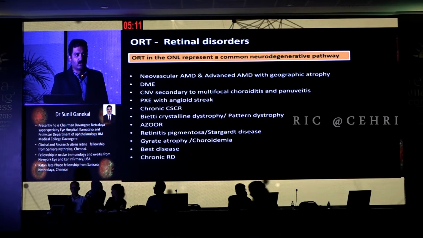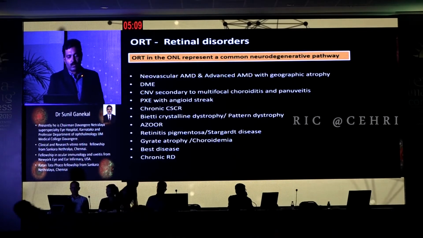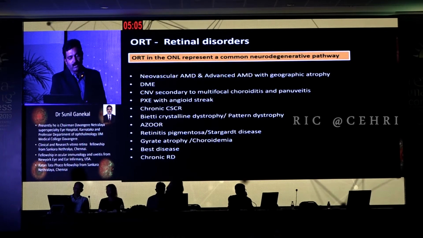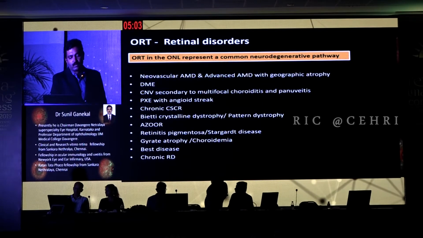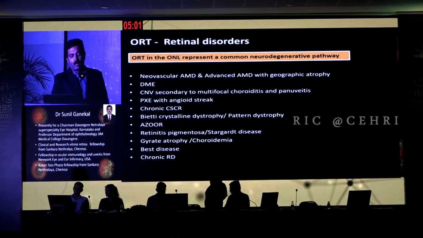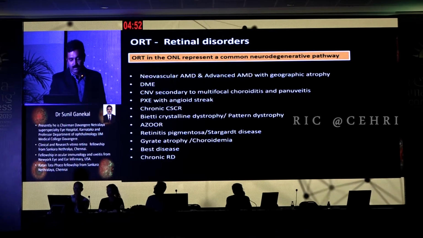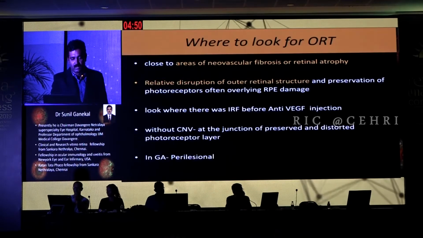In various disease entities, you tend to see these tubular structures, as I told before. The ORT represents a neurodegenerative pathway which occurs in most of the common retinal disorders. It could be AMD, DME, or CSCR, or some of the white dot syndromes, Azoor, gyrate atrophy, and many RP. Many conditions can have these tubular structures.